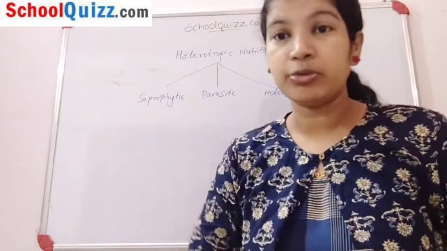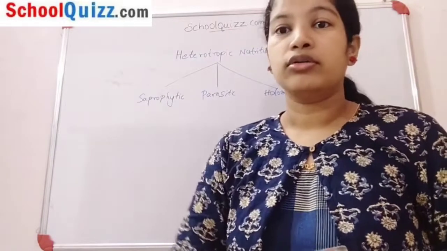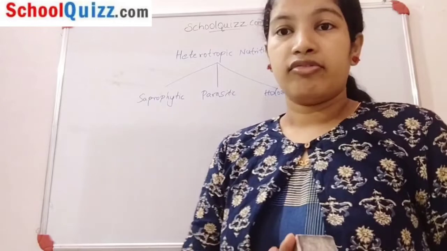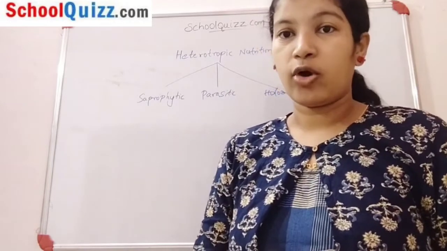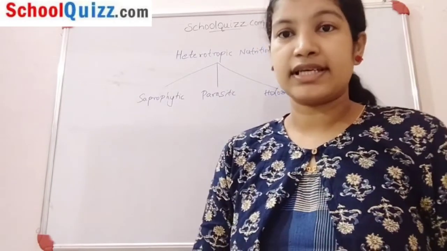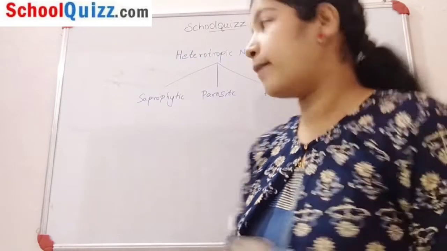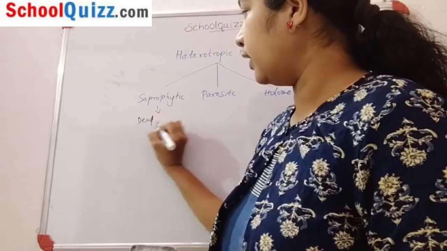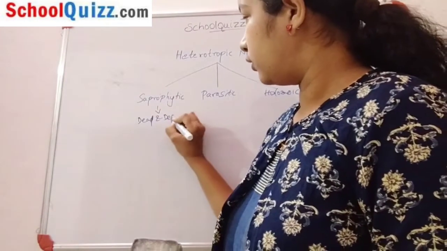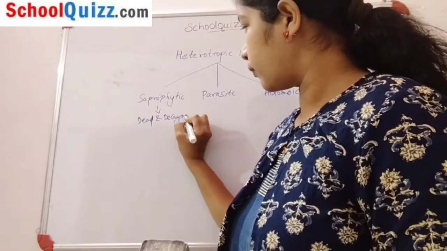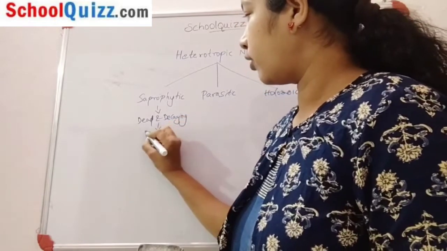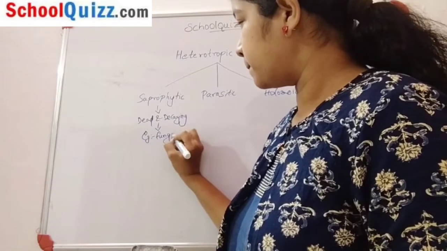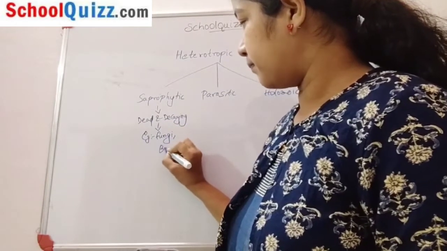In saprophytic nutrition, the mode of nutrition is one in which the food is obtained from dead and decaying organisms. For example, fungi and bacteria.